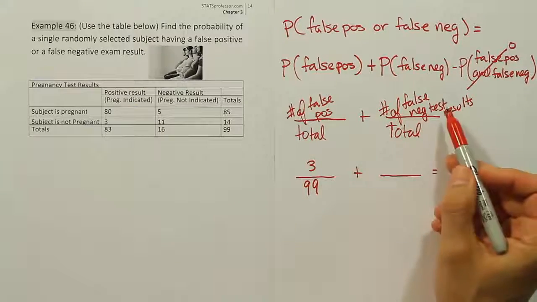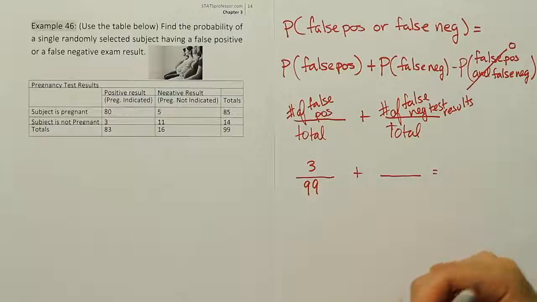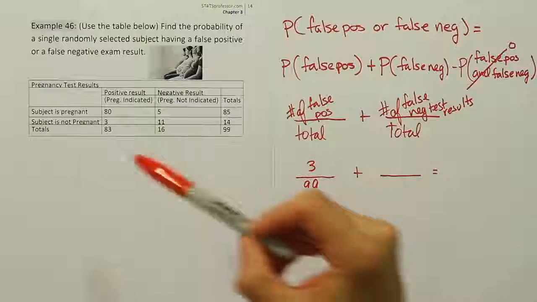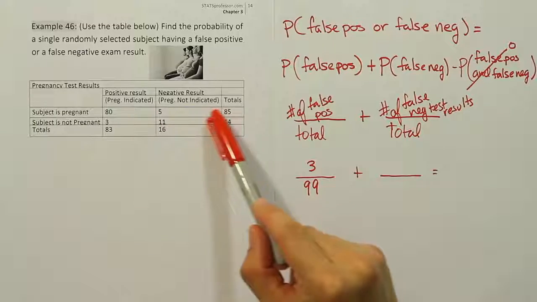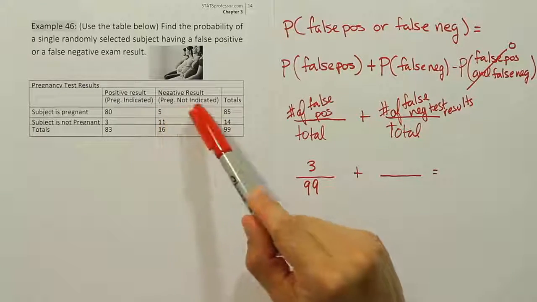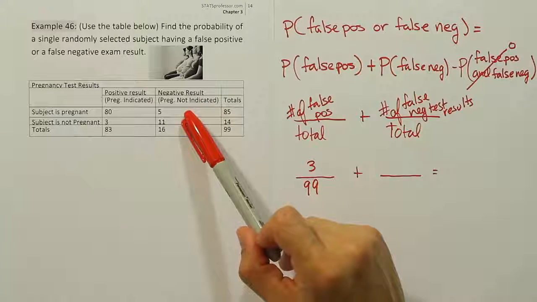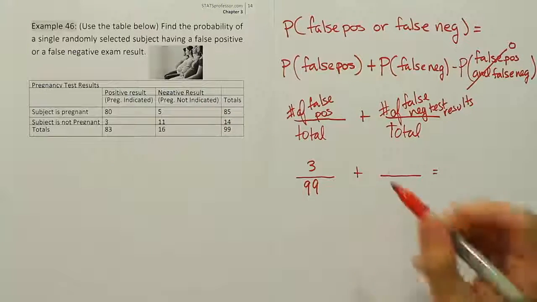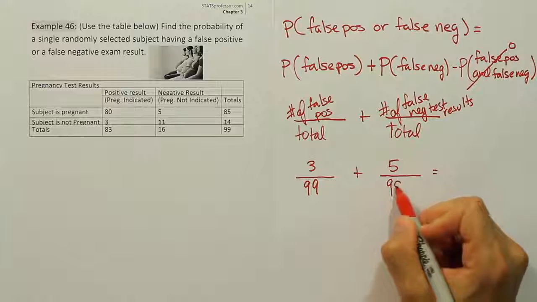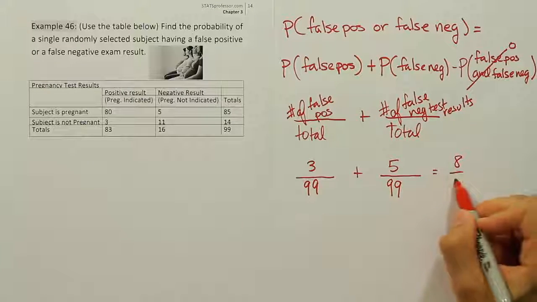Now, number of false negatives. Well, false negatives are negative test results that shouldn't have happened. So these subjects in the top row, they're all pregnant, but 5 of them were told by the test that they're not pregnant. Pregnancy wasn't indicated for those 5 women, so that would be 5 out of 99 in that case. And so to put it all together, we end up with 8 out of 99.